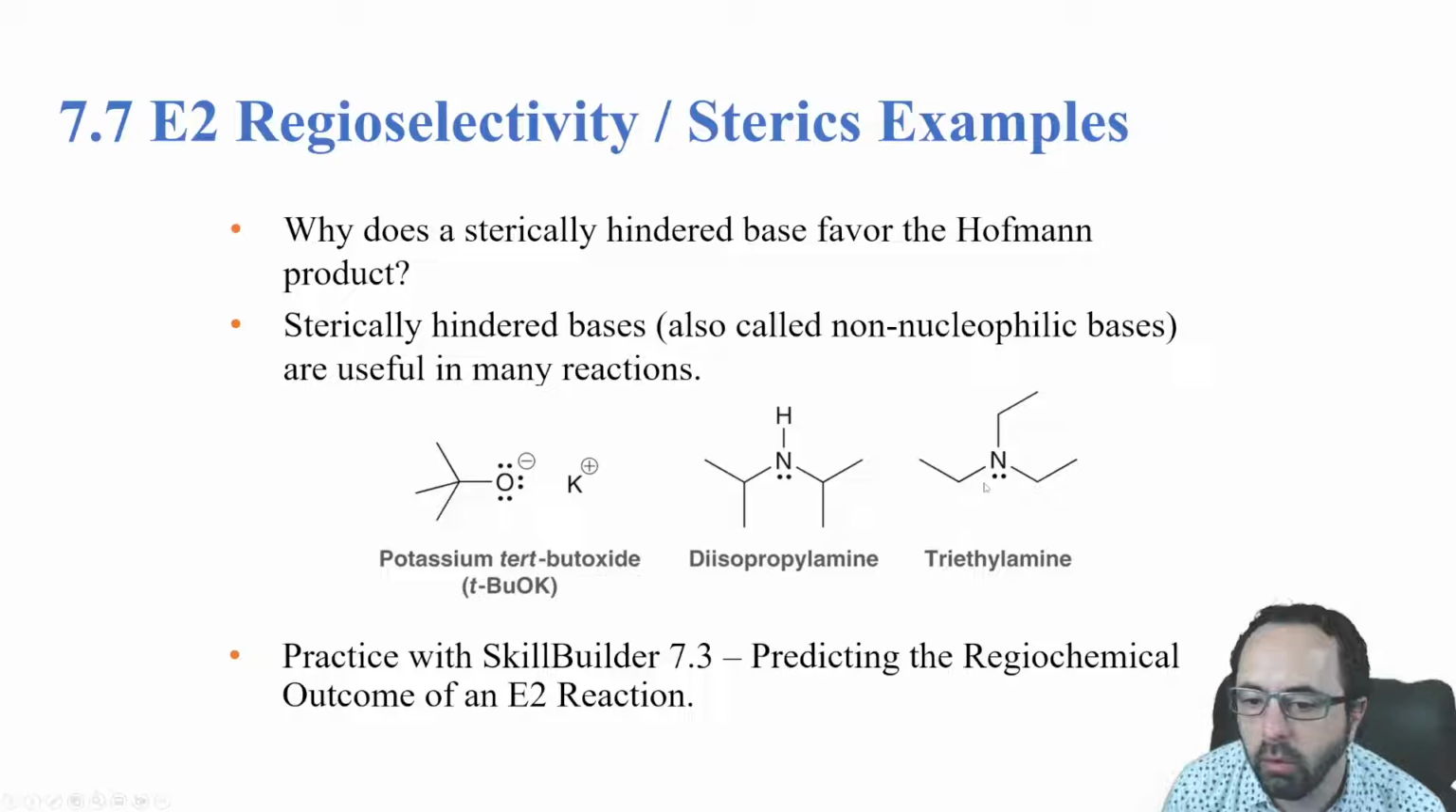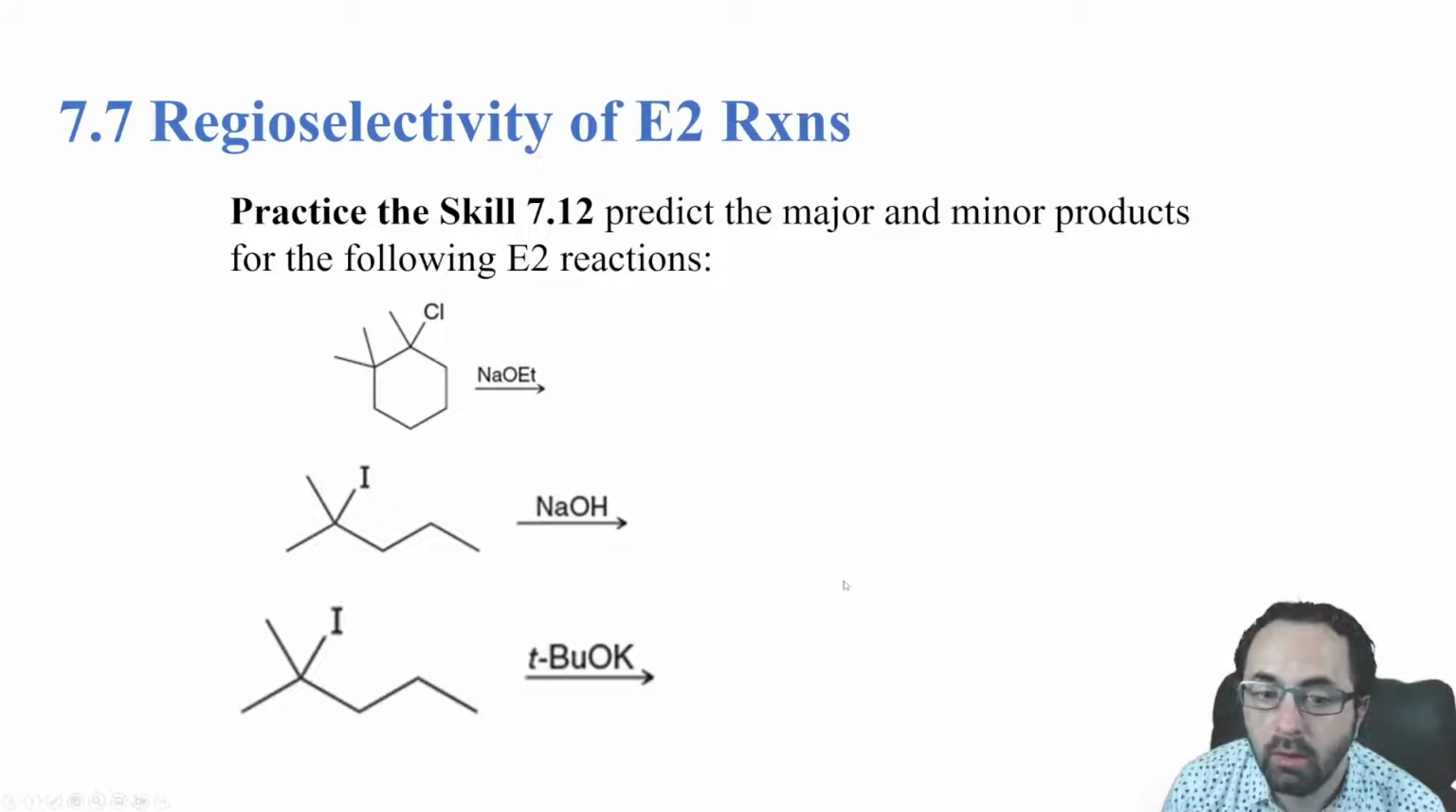Some examples are amines as well, so not just tert-butoxide. Tert-butoxide, of course, would be a strong base and a strong nucleophile, whereas these would be pretty strong bases as well, but not as strong. So let's talk about which product we have here.